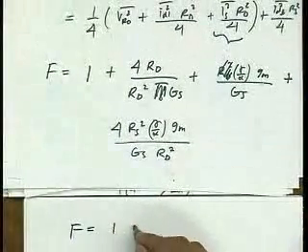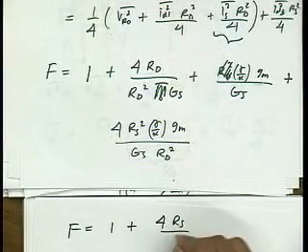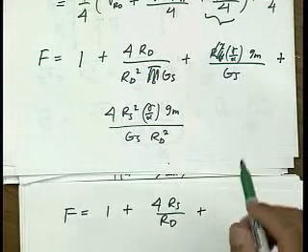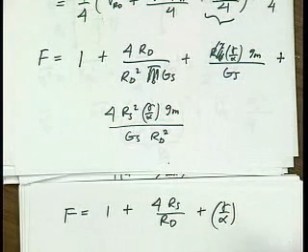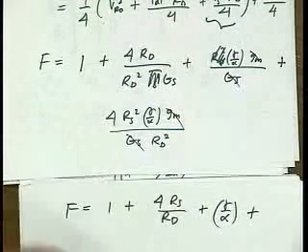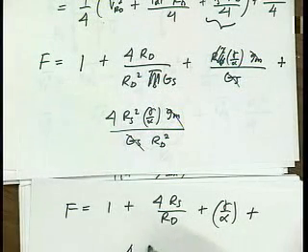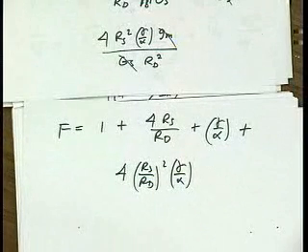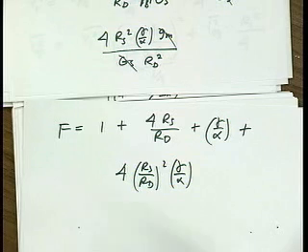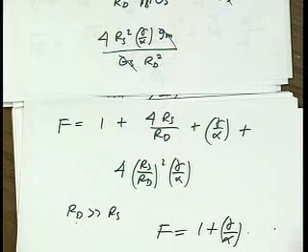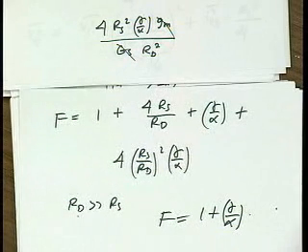So let me simplify this a little bit. F is 1 plus 4 RS over RD. That's this term here. Plus, GM is equal to GS, so I get gamma over alpha. Plus this last term, again GM is equal to GS. So I get 4 RS over RD squared gamma over alpha. And if RD is much bigger than RS, you can see that effectively the noise is the same as the noise of the common gate. So the second stage doesn't hurt the noise figure too much.